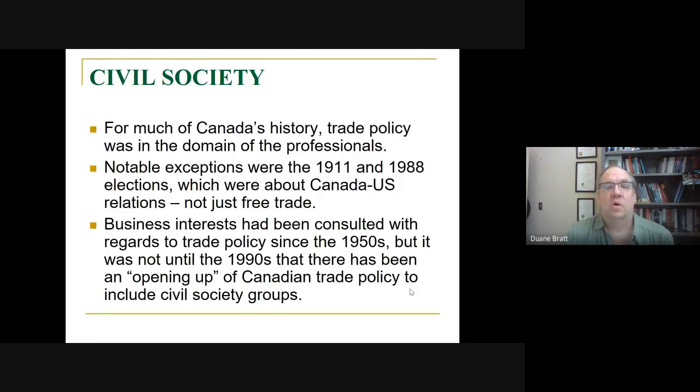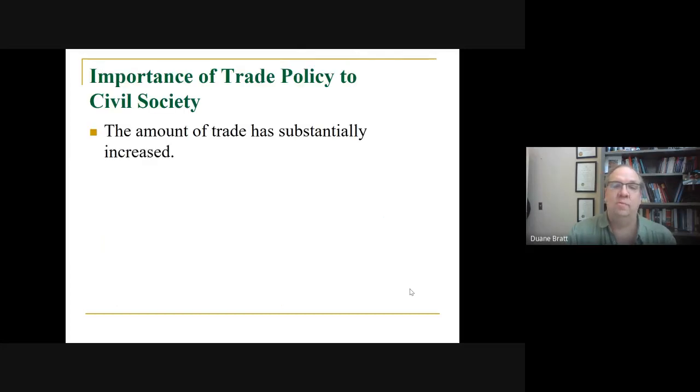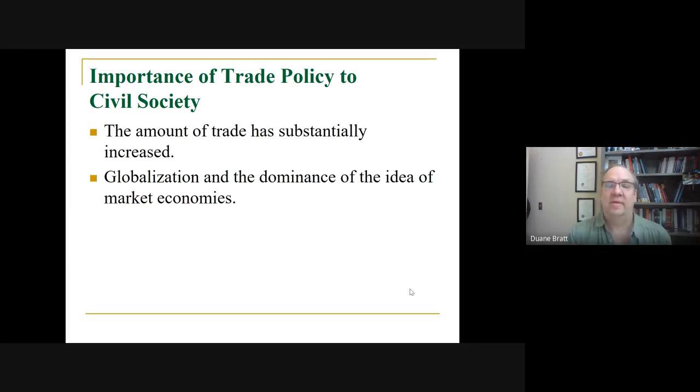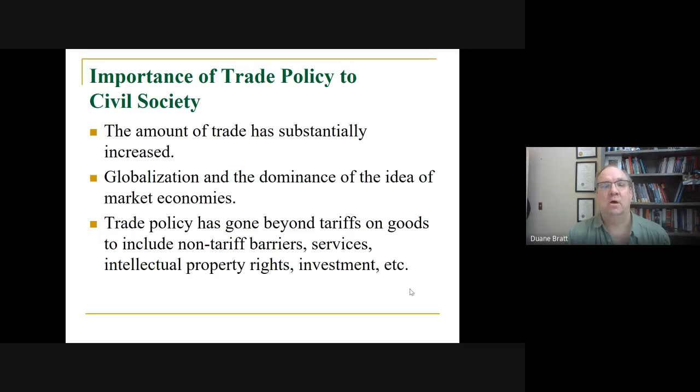Now, civil society. So much of what I've talked about is politicians and bureaucrats, and that's the way it was done. But since the 1990s, there has been more of an opening up of Canadian trade policy to include business groups and non-governmental actors. The reason for that is the amount of trade has substantially increased. The whole concept of globalization and the dominance of market economies has made it more important to domestic actors. Trade policy has gone beyond simple tariffs to include a whole suite of non-tariff barriers, trade and services, intellectual property rights, investment, and therefore is infringing more and more into domestic jurisdiction. Therefore, actors within domestic society want to become more and more involved in trade policy.